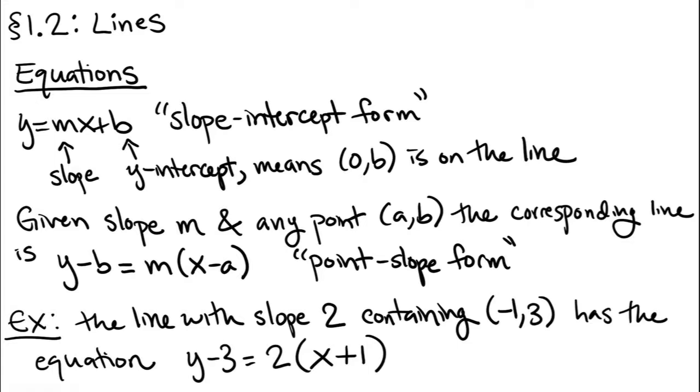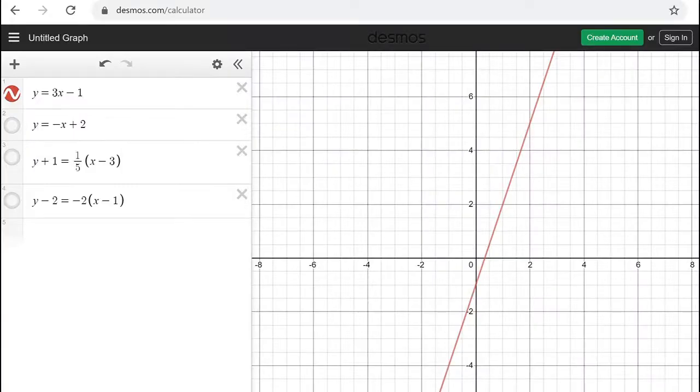If we distribute the 2 in the product on the right, and then add 3 to both sides, we get the equation y equals 2x plus 5. That's the slope-intercept form of this same line. And if you were asked to find an equation for this line, either of these two equations would be a perfectly good answer. What about graphing?